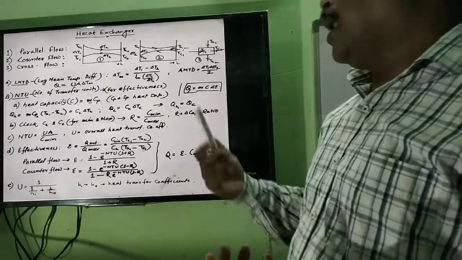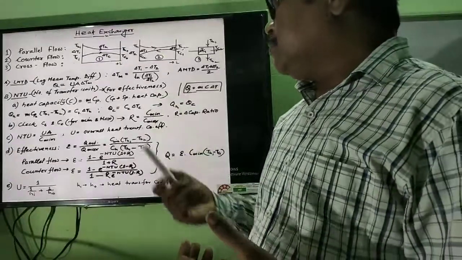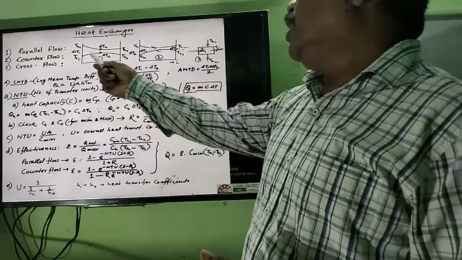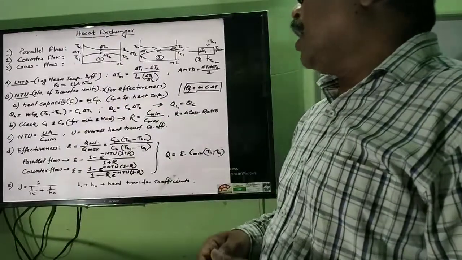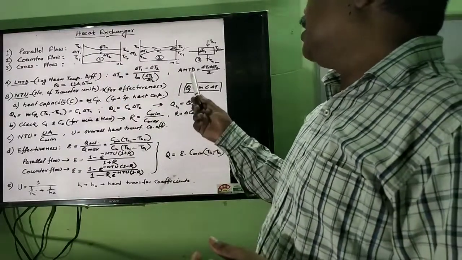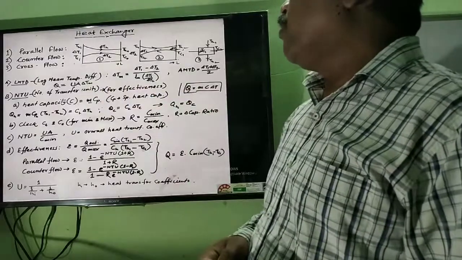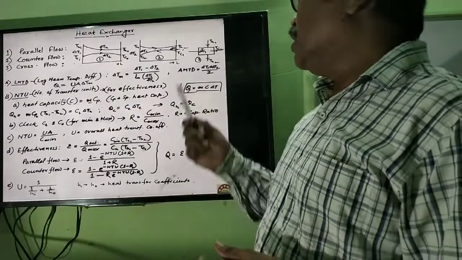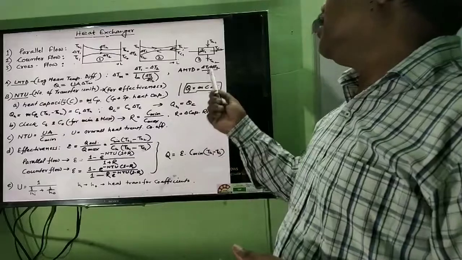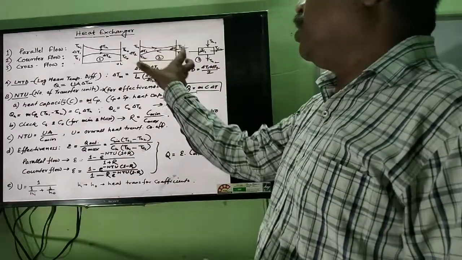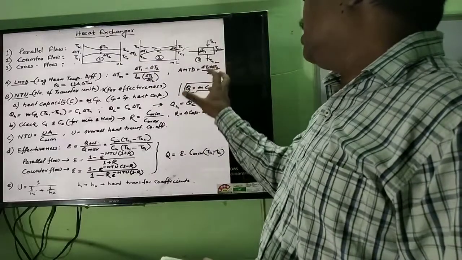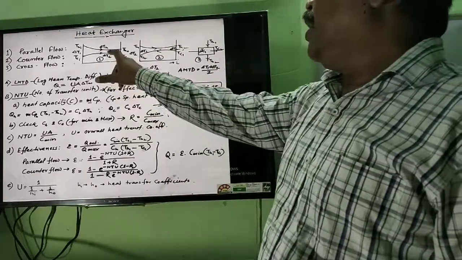Okay, so what type of question generally comes? They are asking LMTD, and from LMTD you can find out the amount of heat transfer. LMTD means log mean temperature difference, and there is also the arithmetic mean temperature difference. You can sum up the temperatures at the two faces of the heat exchanger and divide by 2.